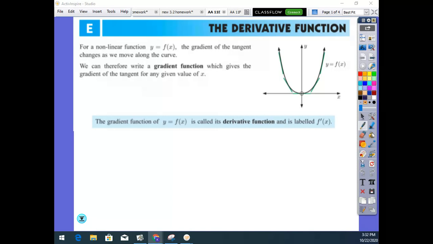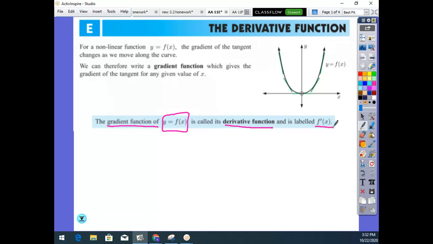The gradient function of y equals f of x is called the derivative function, and we label it f prime of x. So we found tangent line slopes. What the derivative finds is the actual function, and so we can call it the gradient function, but typically we call it the derivative.